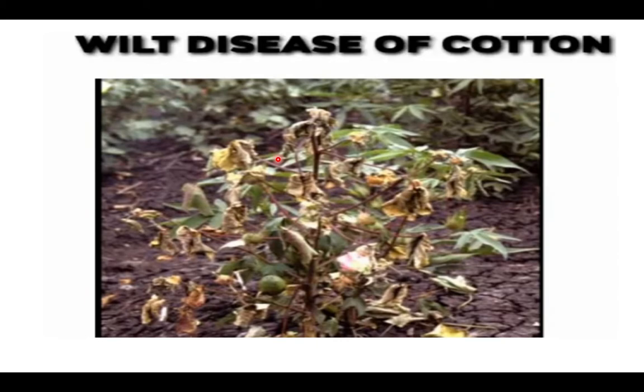See how it is affecting the plant. This is the cotton plant, with wilt disease. This is caused due to fungi only. This wilt disease in cotton is caused by Fusarium oxysporum. Fusarium oxysporum is a pathogen which is causing wilt disease in the cotton.